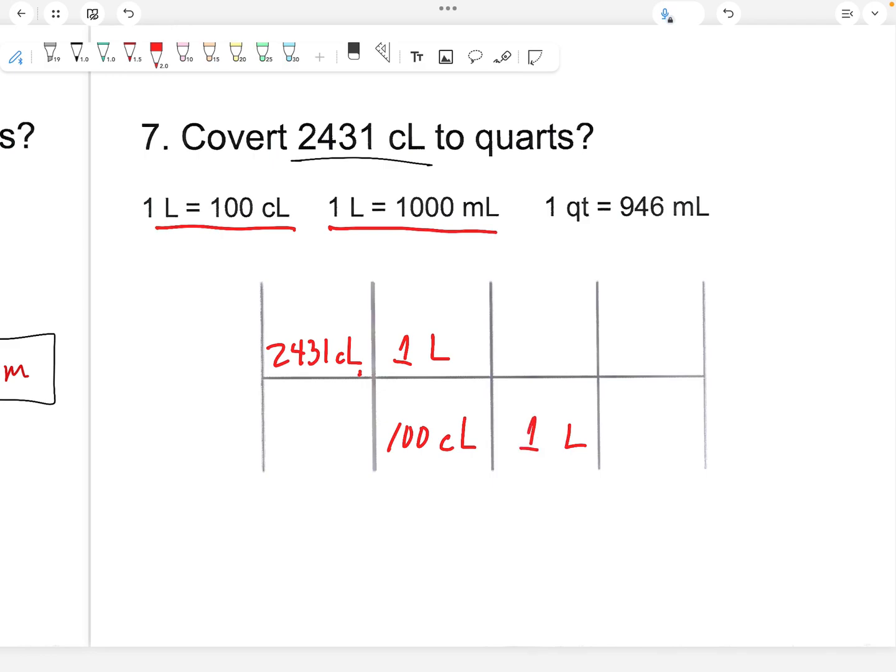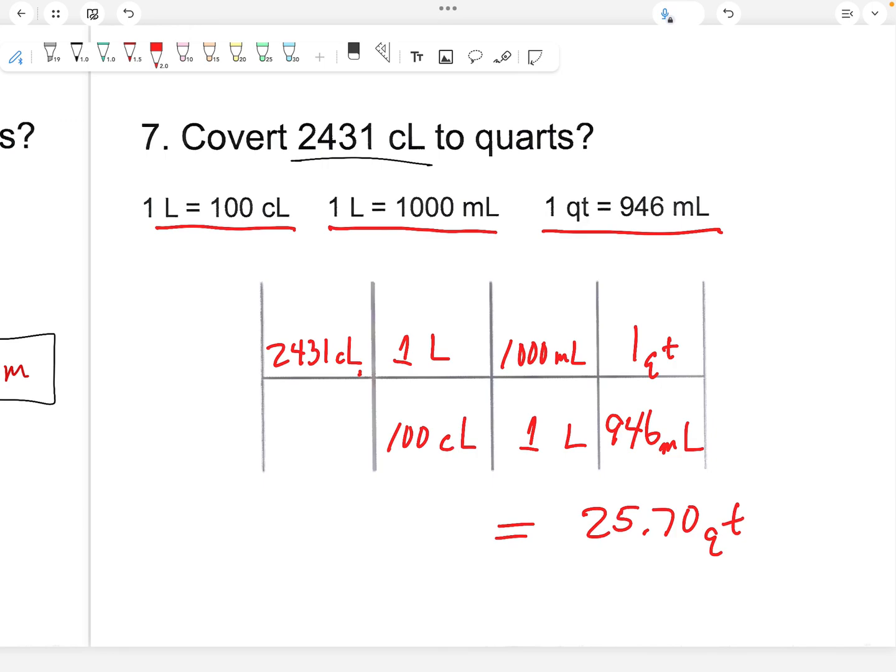So 1 liter equals 1,000 milliliters. Therefore, milliliters is going to go down there because of this conversion factor. And 1 quart is going to be on top with 946 milliliters on the bottom. When you solve this, you're multiplying across the top and dividing by what's on the bottom. And you should end up with 25.70 quarts. And just making sure that we're crossing off our units and circling the one we have left over, boxing our answer at the very end.